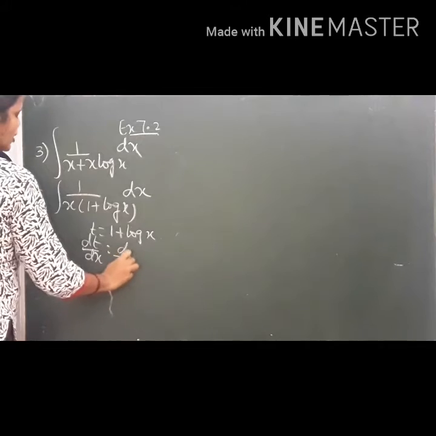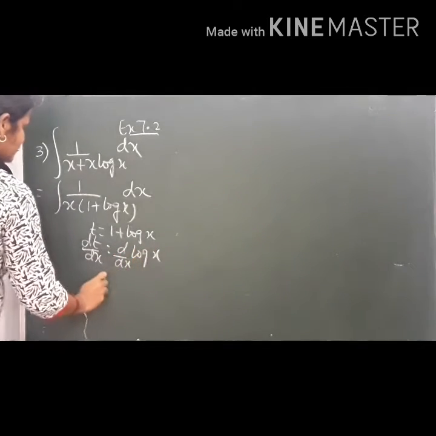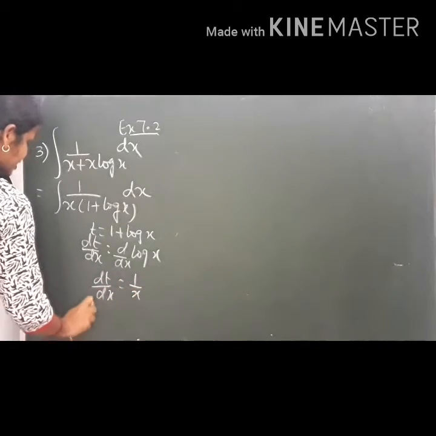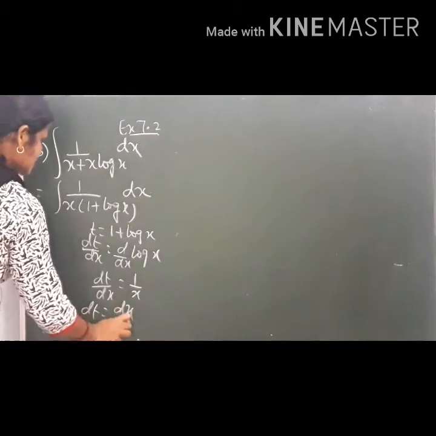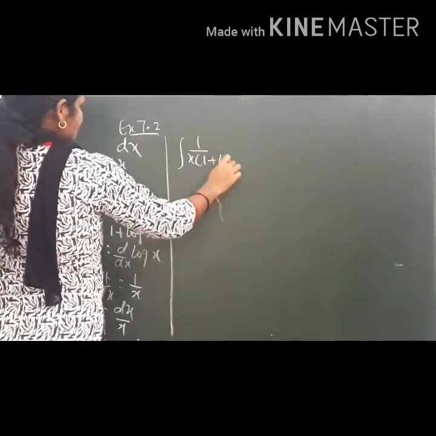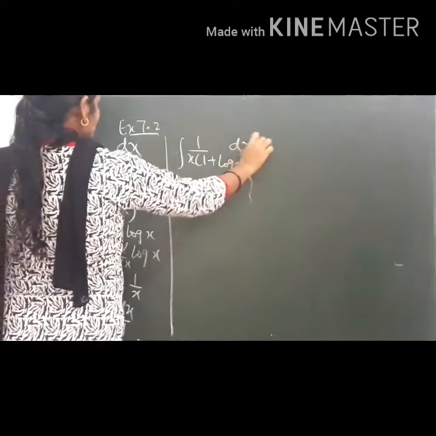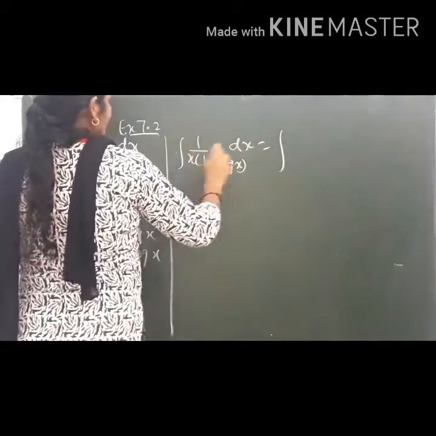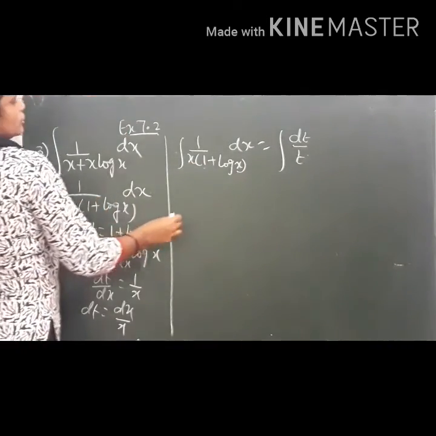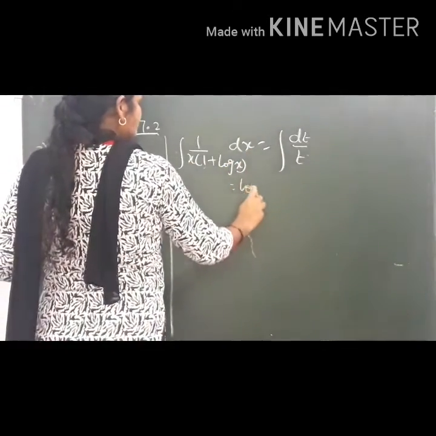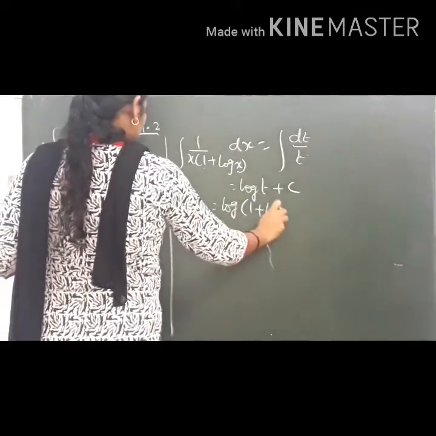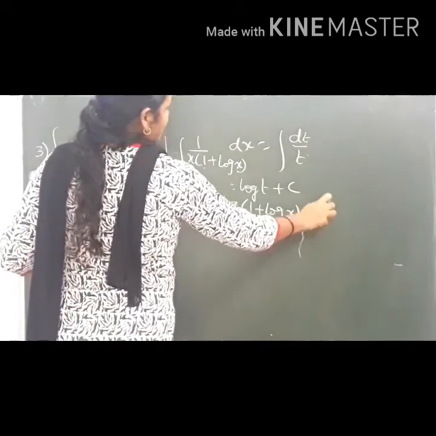Plus d upon dx of log x. Log x, what is the formula here? That is 1 by x. So cross multiply here, dt is equal to dx upon x. So the question will become like this: dx by x into 1 upon 1 plus log x. What will we get? dt by t, since 1 plus log x we have taken as t. So the integration of 1 by t is log t plus c. In place of t, what will we put? Log of 1 plus log x plus c. This is the answer.